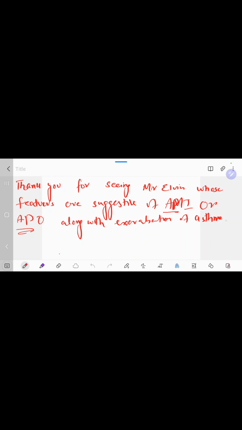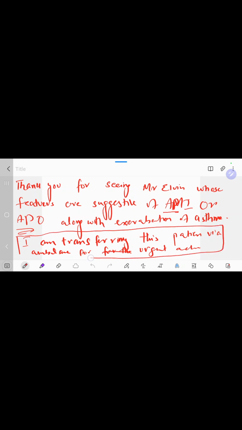Like say, you can just write it down: I am transferring this patient via ambulance for further, or for let's say, urgent admission. If you do not write down this thing over here, it can be written in the conclusion part. So we can just write it down with the exacerbation of asthma for urgent admission over here. This line can be written in the conclusion. Anyhow, it can also be written over here.